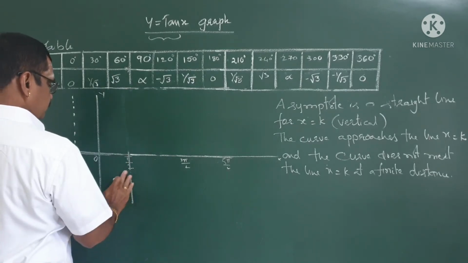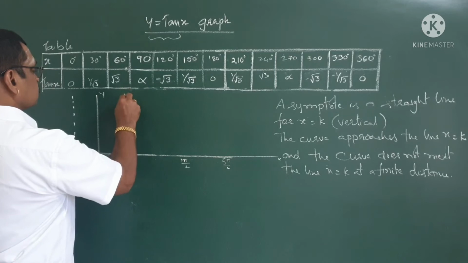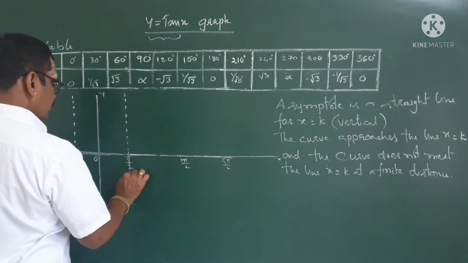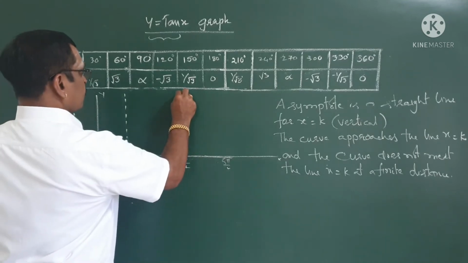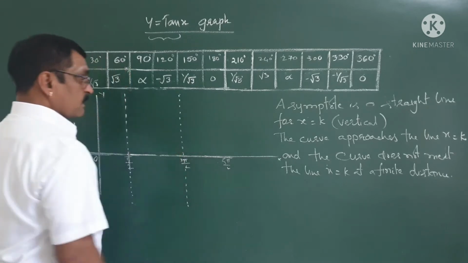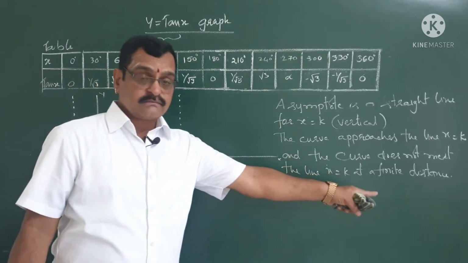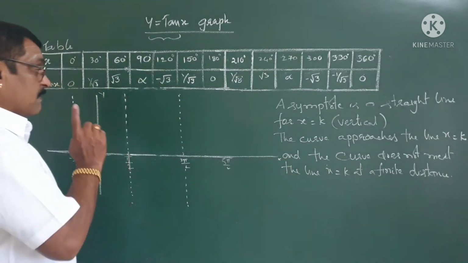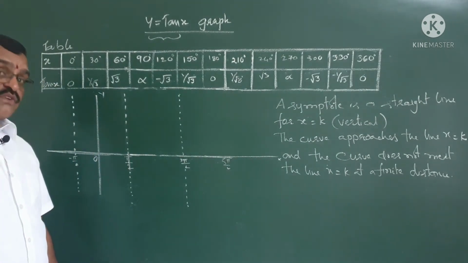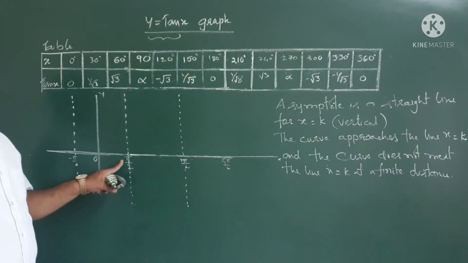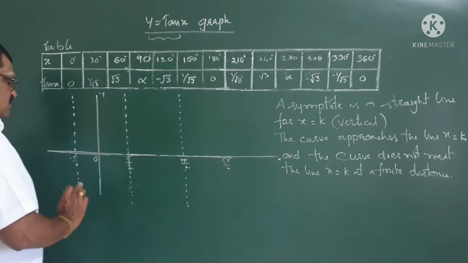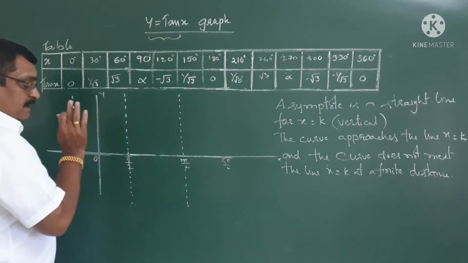Back to the dots. All these are asymptotes. As per this definition, my tan curve approaches infinity when x is equal to pi by 2, when x is equal to minus pi by 2. Now I will concentrate on 0 to pi.